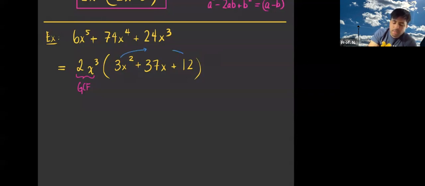We use the AC method, right? We take 3 and multiply it by 12, and we get what? 36. And then we ask ourselves, what multiplies to 36 that when you add them up gives me 37? So what two numbers multiply to 36 and when you add, give me 37? And I think that should be easy enough.